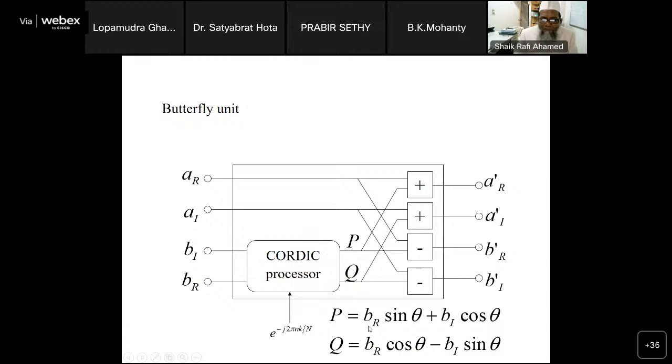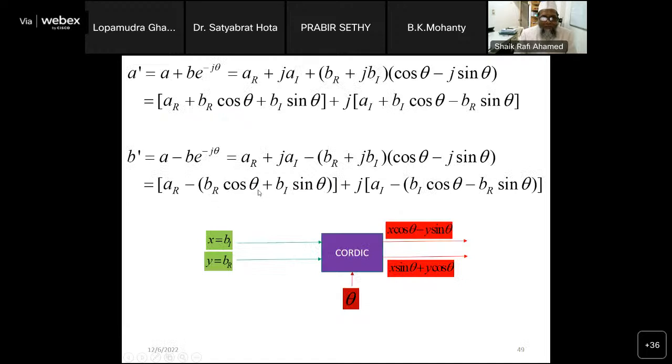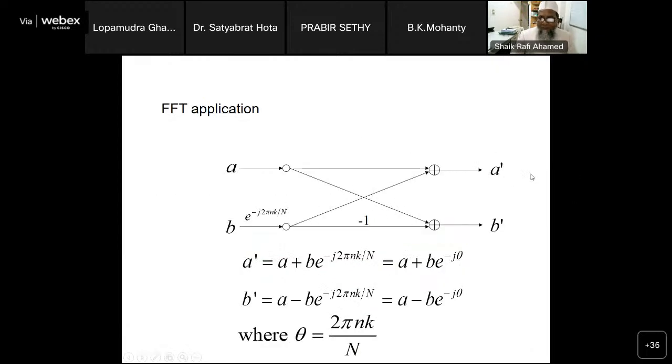P and Q: if I call this P and this Q, P is equal to BR sin theta plus BI cos theta, Q is BR cos theta minus BI sin theta. So by adding and subtracting these values only, we will get both the real part and the imaginary part of A, B. You can see here that BR cos theta plus BI sin theta is this, and BI cos theta minus BR sin theta is this. This entire thing we are going to generate here. As a result, only a single CORDIC block is enough to generate this output A dash B dash from AB, which is the basic butterfly unit.